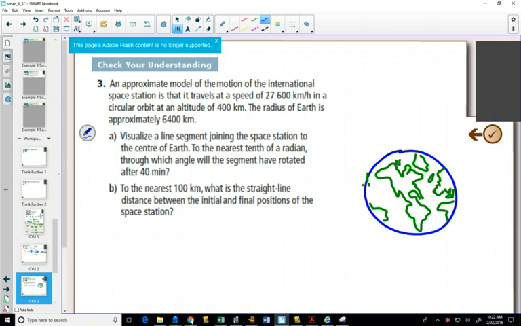And there's the center of our Earth. We know that the radius of our Earth is 6,400. And then we have a space station another 400 above. So here's our space station with these fancy wings.